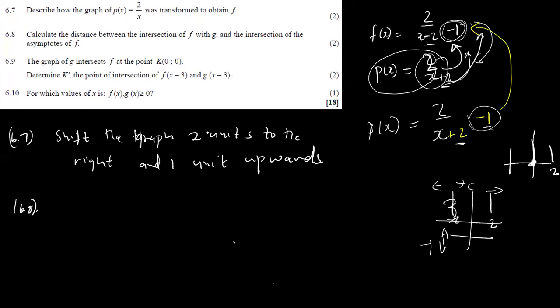Okay, to further calculate that, it was 6.8. Calculate the distance between the intersection of F with G and the intersection of the asymptotes of F. So they want us to calculate the distance between those 2 points. To calculate the distance, like I said, we're going to use the distance formula, right? So the distance between those 2 points is equal to the square root of (x2 minus x1) to the power of 2 plus (y2 minus y1) to the power of 2.